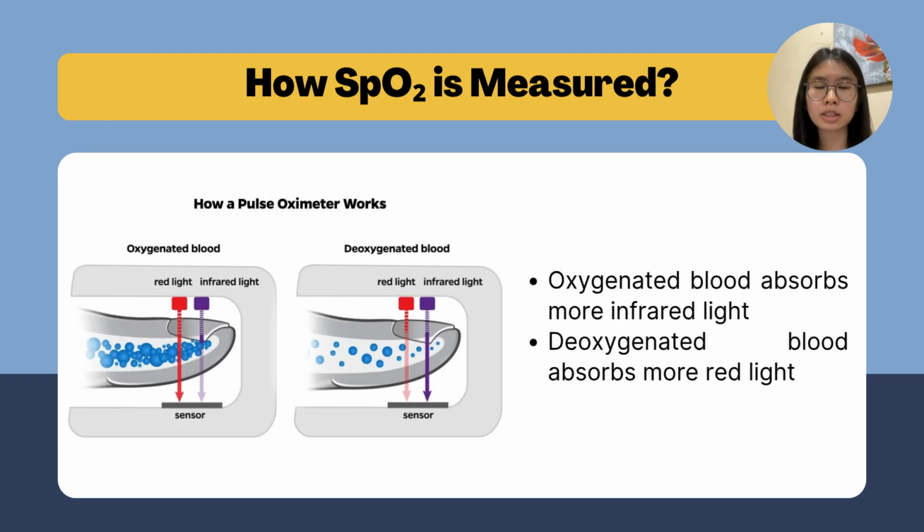This diagram illustrates how oxygenated and deoxygenated blood interact with light. Oxygenated blood absorbs more infrared light and allows more red light to pass through. On the other hand, deoxygenated blood absorbs more red light. By comparing the signals from the red and infrared LEDs, the pulse oximeter can estimate.